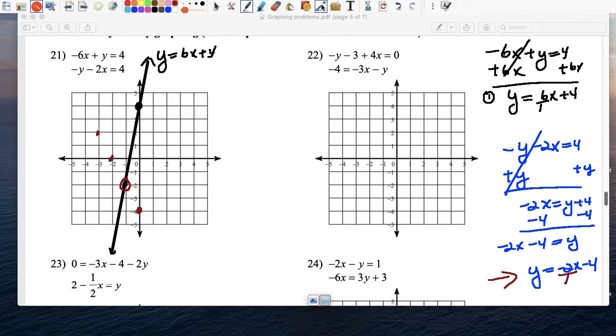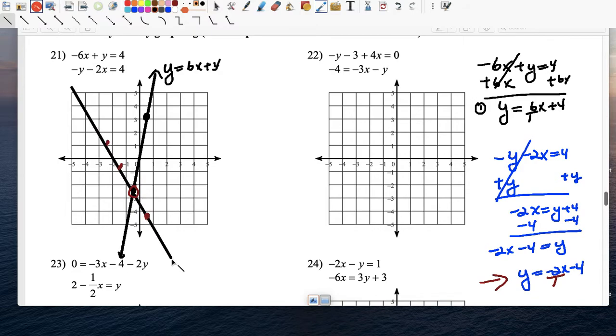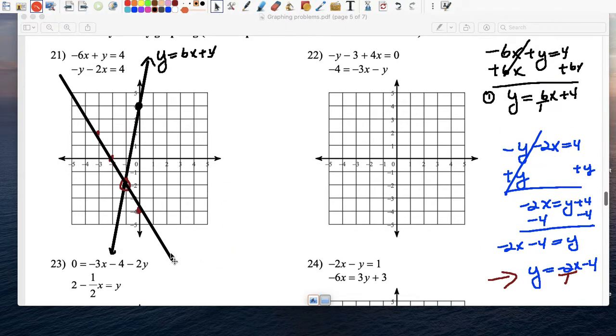I think we got lucky here. So that point right there and this point looks like negative 1, negative 2. Negative 1, comma, negative 2. That's our point of intersection. It's the one point that exists on both lines.